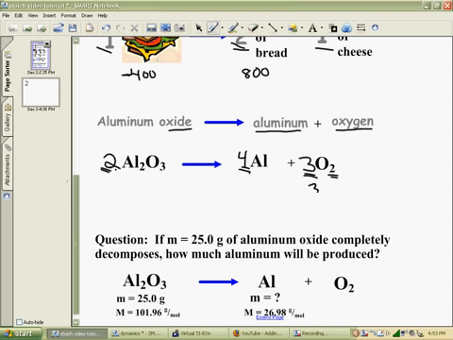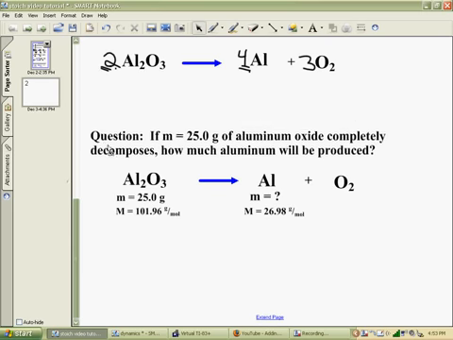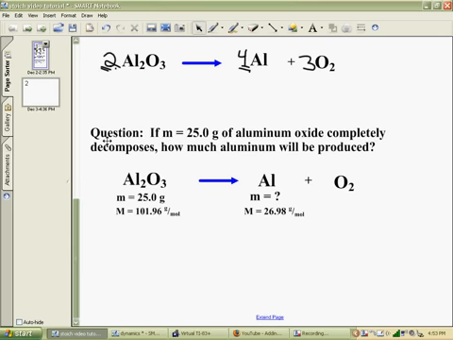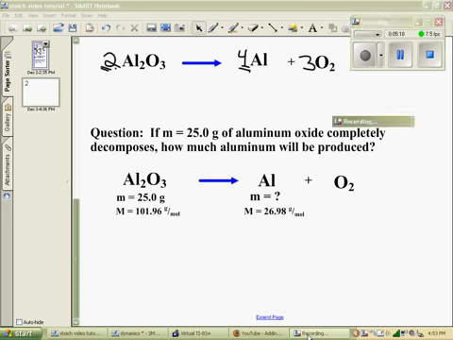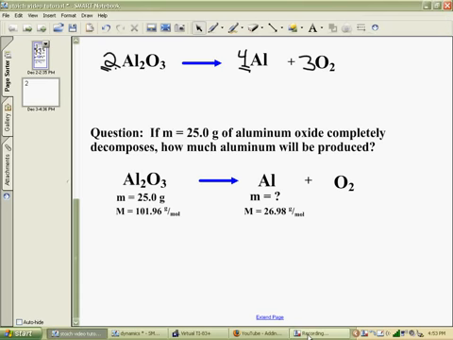For particles or even moles. And we won't talk about the mole concept. I'll assume we have that concept down. So now if we had the question, to actually get to the interesting part of this, we're halfway there. If 25 grams of aluminum oxide, so underneath aluminum oxide you write your 25 grams, and you're going to completely decompose, how much aluminum will you get?